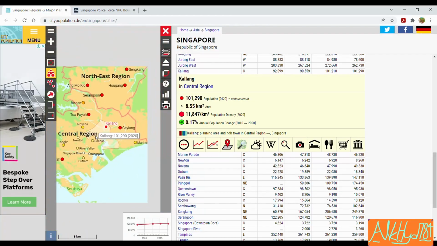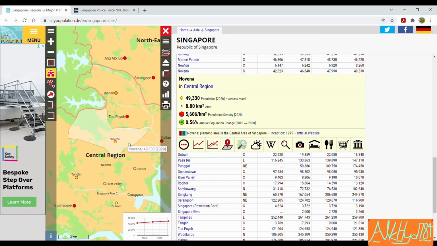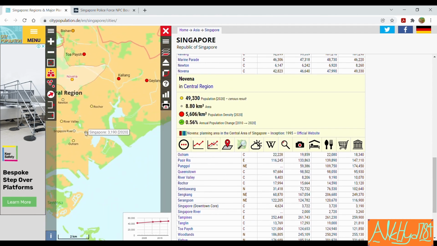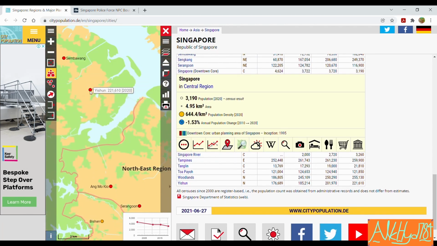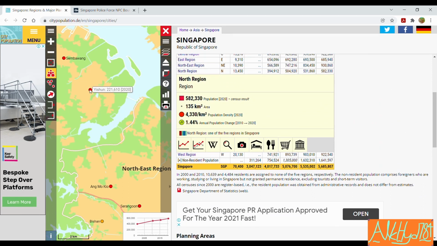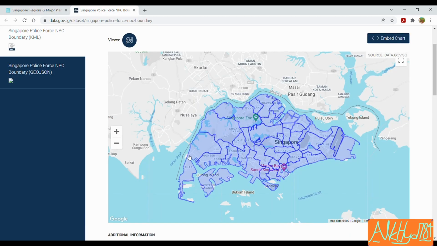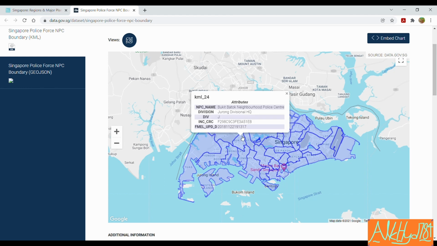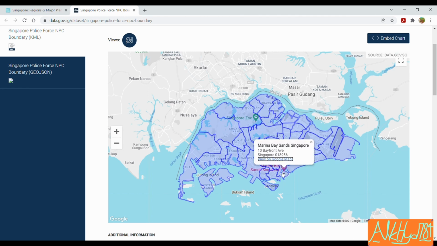In order to do the mapping, since the two maps aren't very similar, I had to literally click on the places in the population census map and the NPC map, and then match it exactly for some of the places. But for the places where the names are very similar, like for example Marine Parade NPC, I just used the NPC and just tagged it together.